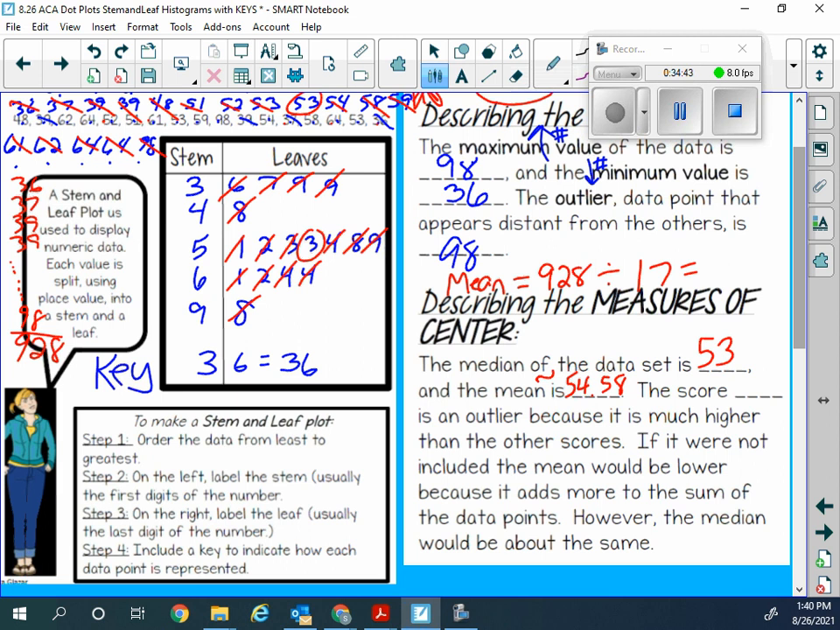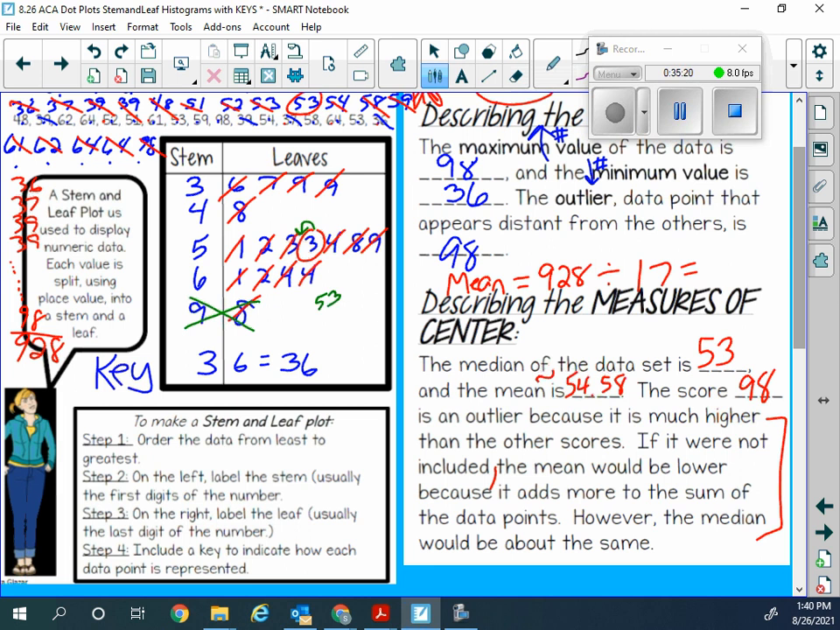The score 98 is an outlier because it's much higher than other scores. If it were not included, the mean would be lower because it adds more to the sum of the data points. However, the median would be about the same. What does that mean? I'm picking up a different color marker, so don't write this down. If I was to get rid of 98, how would that affect the median? The median was here, so it would move over half a step, right? So it would still be 53.